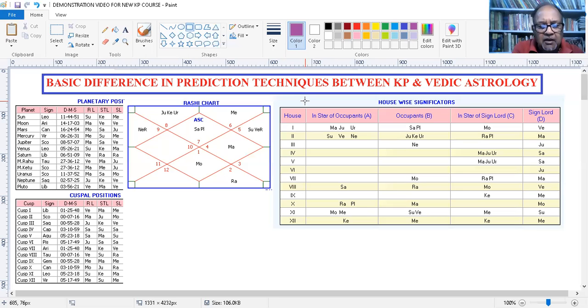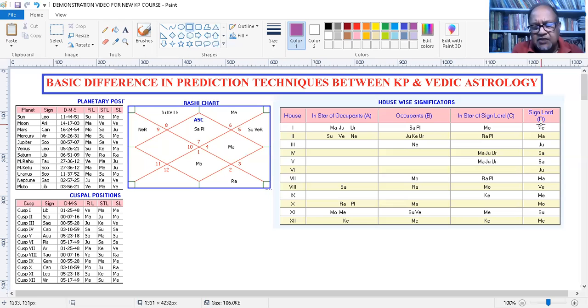So this is a random chart, and I explained to you that this is the table of significators. In Vedic astrology, we use mainly the placement of a planet in a house, that is, any planet which occupies a particular house, and the house that is owned by any planet. These are the two combinations that we see for predicting results. In Vedic astrology, it is like that.